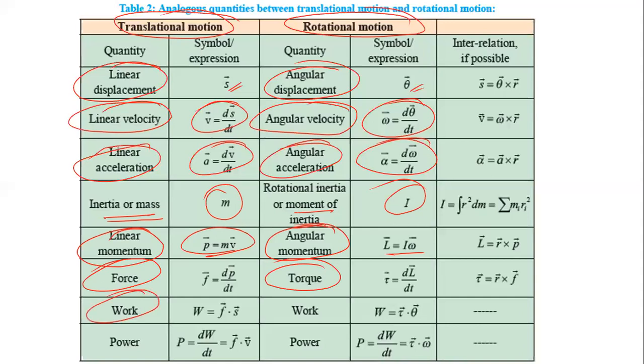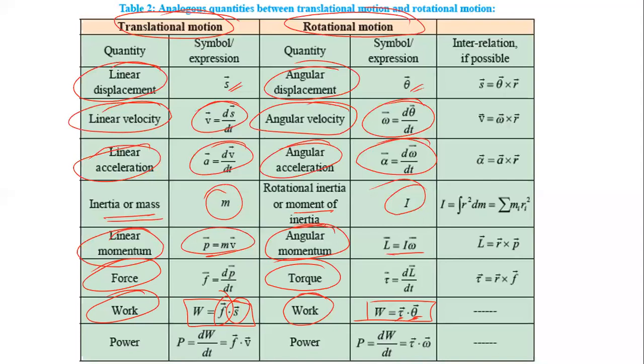Work in translational motion and work in rotational motion are analogous. You can see here the formula. Work is given by the formula force into displacement. In rotational motion, the same formula we can write by replacing force by the analogous term torque, and linear displacement by the angular displacement term. So work is equal to torque into angular displacement.